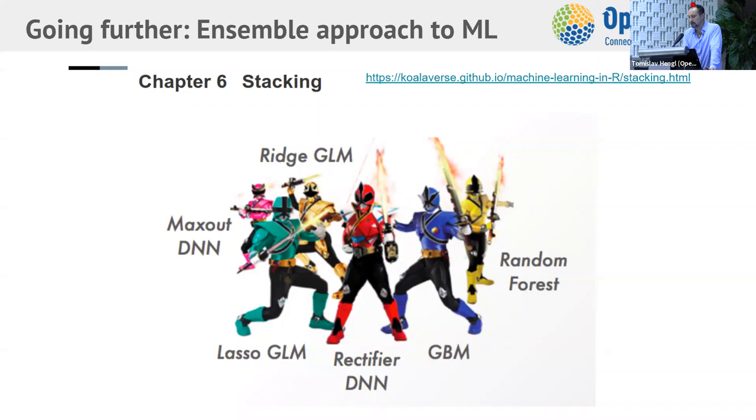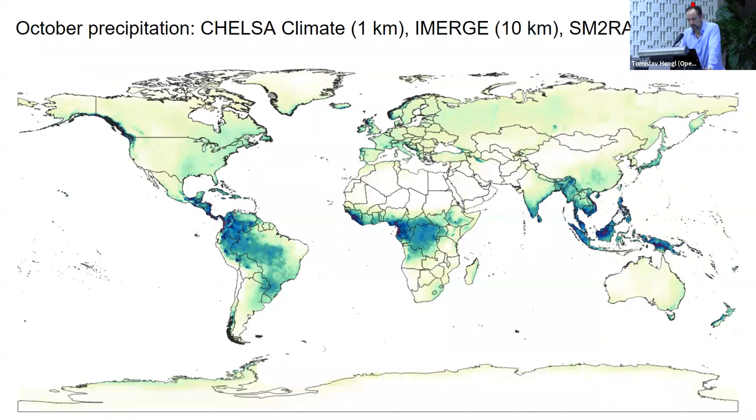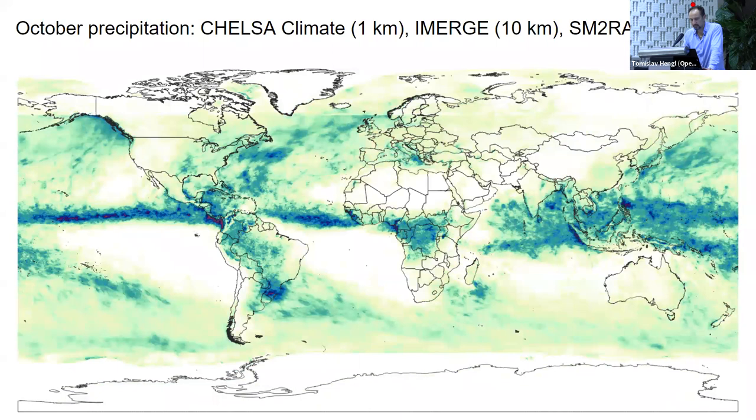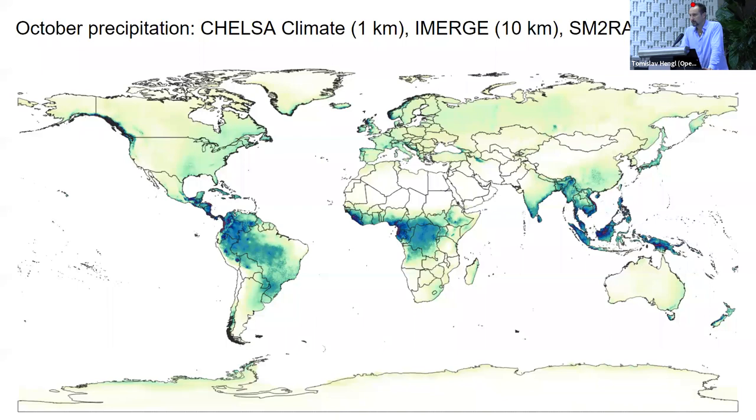This idea of ensembling: here you have, for example, three data sets. There's the Chelsea climate, the iMerge 10 kilometer, and the SM2 rain, also 10 kilometer. And there's also WorldClim. So there are multiple data sets, and it's the same thing. This is, I think, October, so a 30 year precipitation map for October.